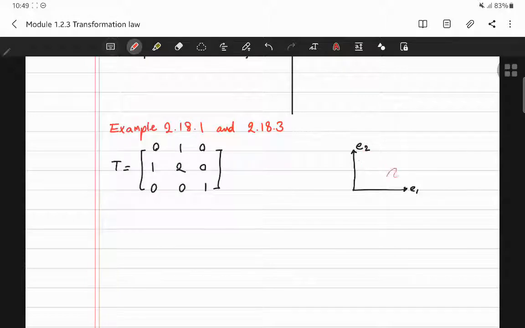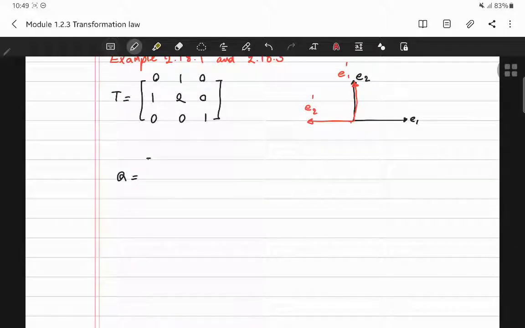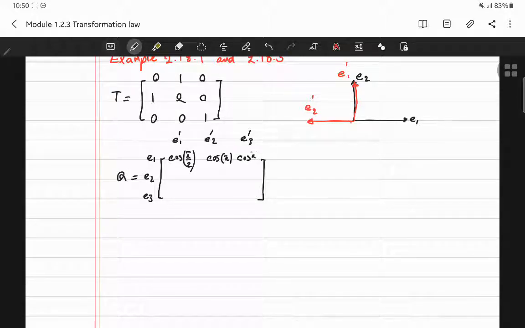And this is rotated 90 degrees, so this becomes E prime 1, and this is E prime 2, and again, E prime 3 coincides with E3, and it's out of the screen. Therefore, our transformation is Q. This is the cosine of E1, E2, and E3, E prime 1, E prime 2, E prime 3. So this is cosine theta, E1 and E prime 1 is cosine half pi, and E prime 1 with E prime 2 is cosine pi. Then we have E1 and E prime 3, which is cosine half pi.